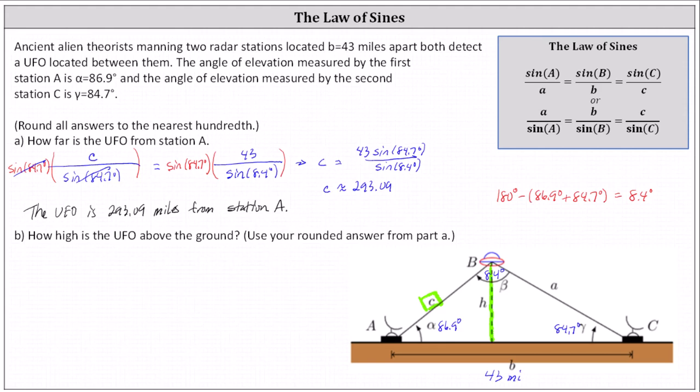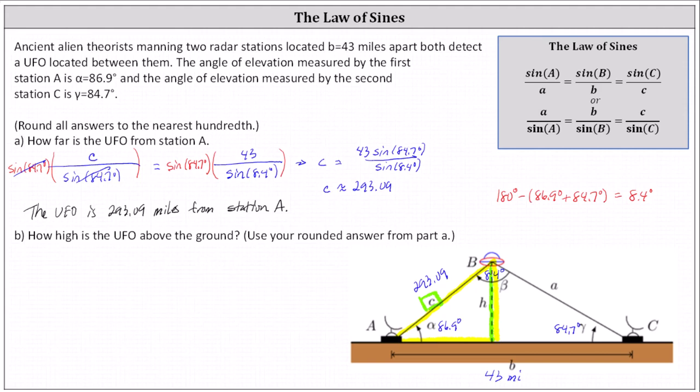For part B, how high is the UFO above the ground? And we're told to use the rounded value from part A. So let's go ahead and label side C with a length of 293.09. To find the height, we'll focus on this right triangle here in relation to angle A, which measured 86.9 degrees. Notice the height H is the opposite side, and we know the hypotenuse, which indicates we can determine H using the sine function because the yellow triangle is a right triangle.